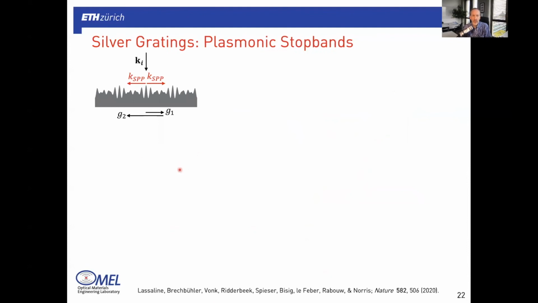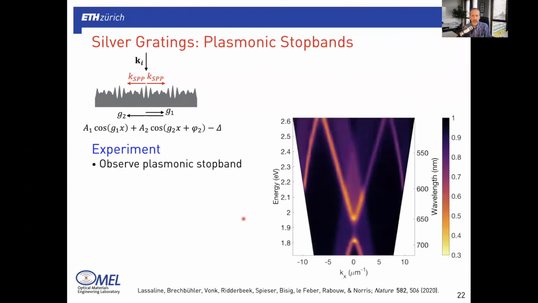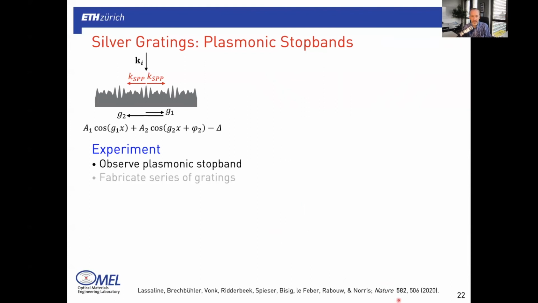So Nolan went ahead and made such a structure. It has these two cosine functions where he controls all of these parameters. And indeed, in experiment, he could design it such that he could observe a stop band, which of course is in the photon reflectivity, but is reporting on the plasmonic stop band, as shown here. It's kind of like having a valence band and a conduction band in a semiconductor, but now it's a stop band for plasmons.